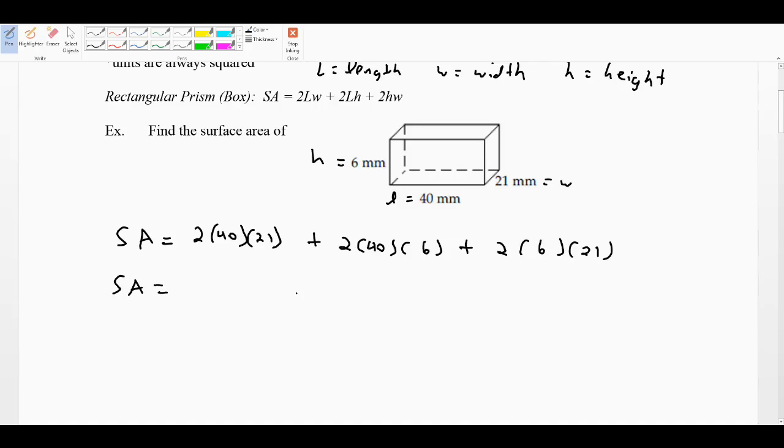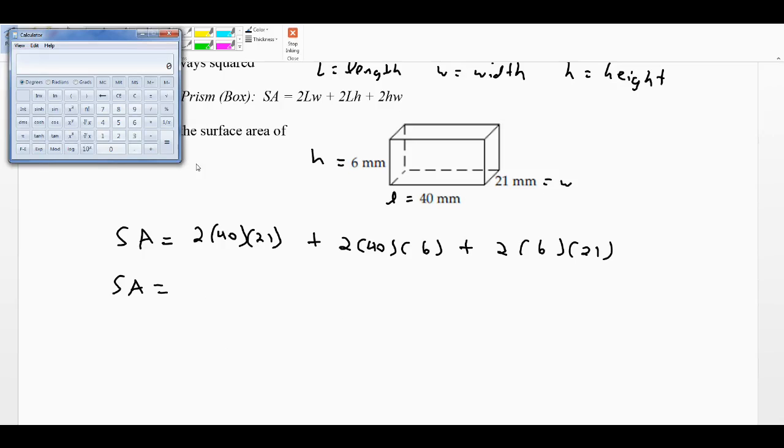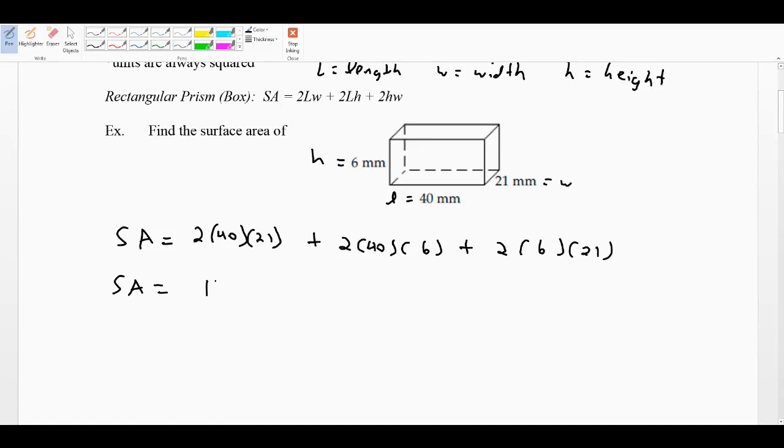And if you want to use a calculator, that's fine. In fact, you can use a graphing calculator and type it in all at once if you want to. I'm choosing to use a scientific calculator for now. So let's just do 2 times 40 times 21. I'm doing this all step by step, just so you can see. That's 1680.